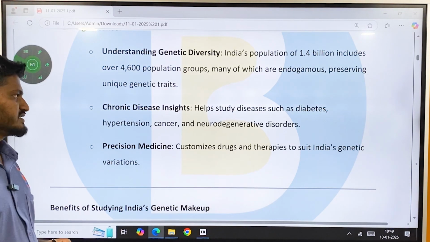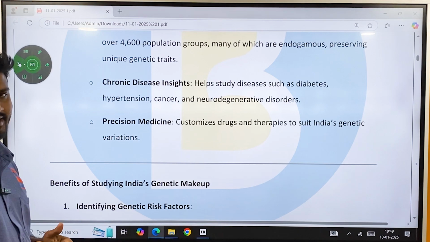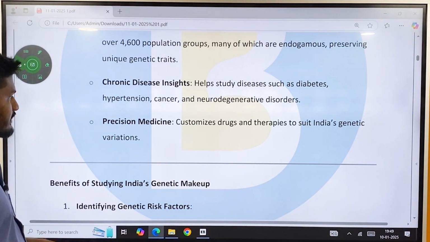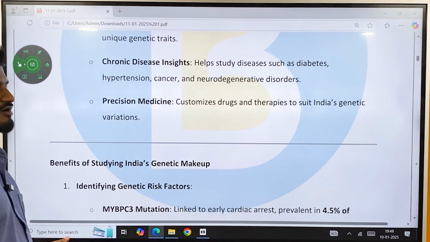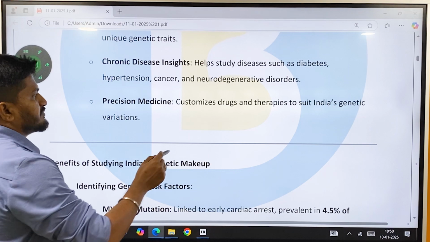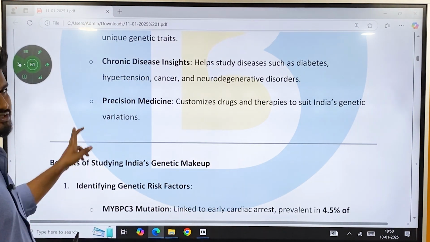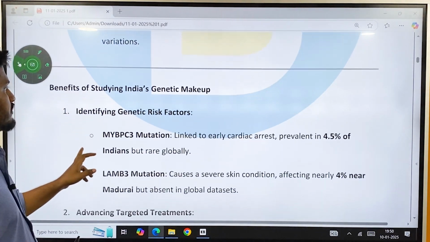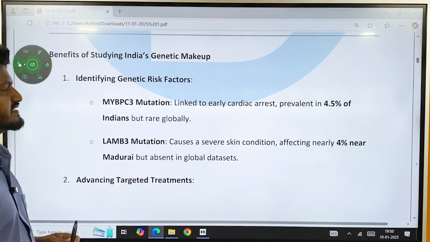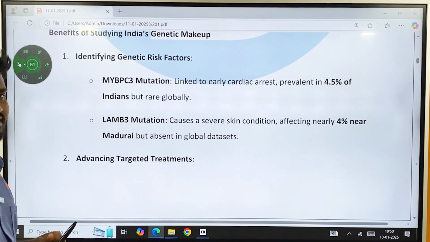Then chronic disease insights, meaning it helps to study the diseases such as diabetes, hypertension, cancer, and neurodegenerative disorders. And it also helps in making precision medicine or targeted medicine, that is customizes drugs and therapies to suit Indian genetic variations. So we already discussed the benefits. Then studying the benefits of Indian genetic makeup includes identifying the genetic risk factors.